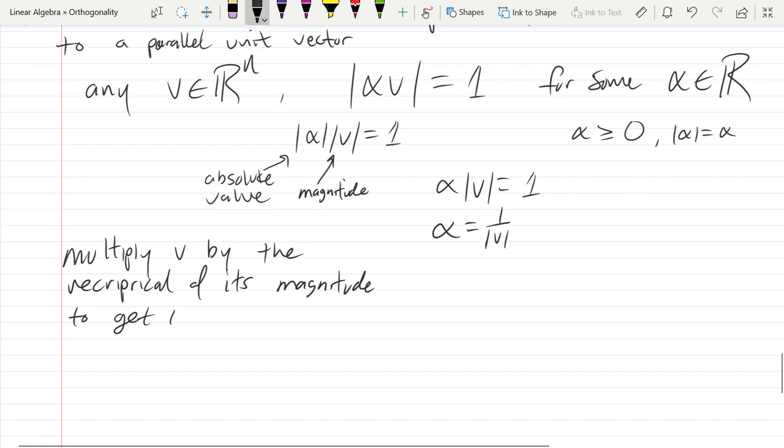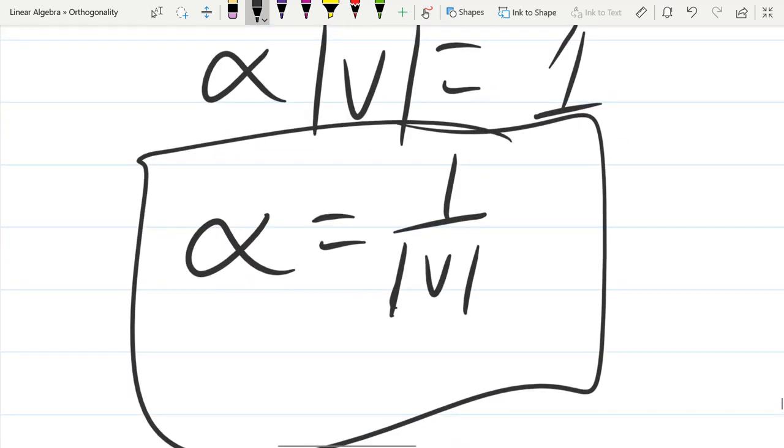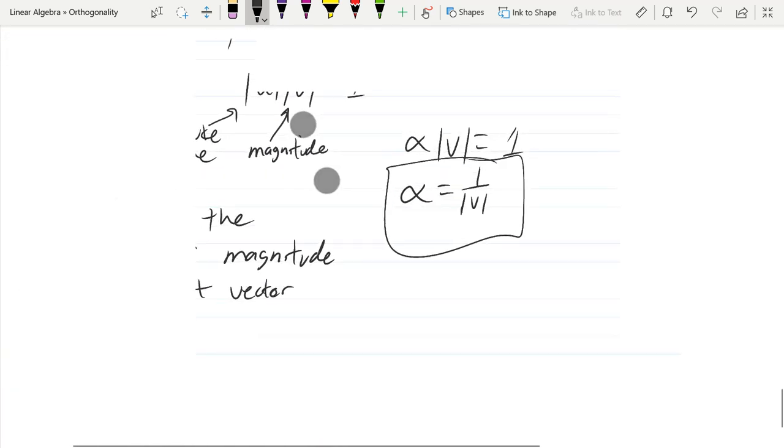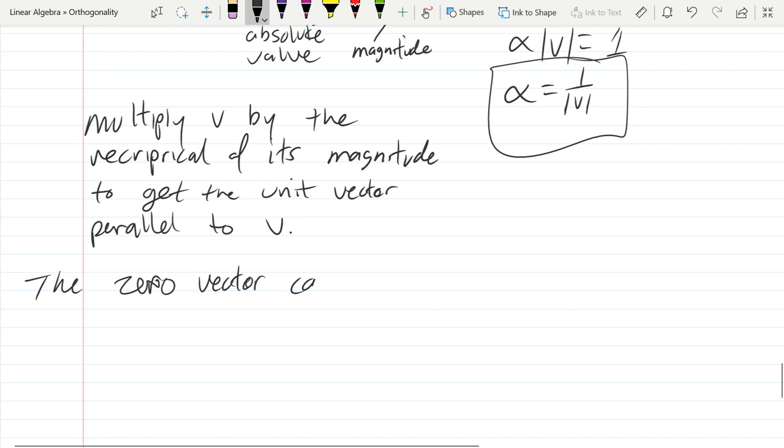That would give us the unit vector in the direction of v, or parallel to v. And this process is called normalizing. What vector would we have a problem multiplying by 1 over its magnitude? What kind of vector would this be undefined for? The zero vector. So that's the only vector you cannot normalize, is the vector that has magnitude 0, or the zero vector. So the zero vector cannot be normalized.